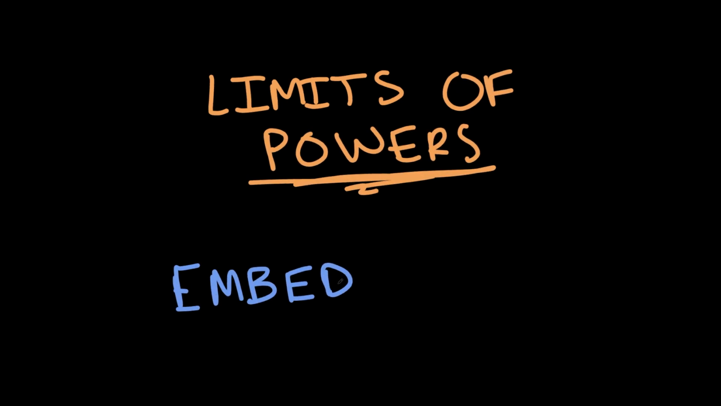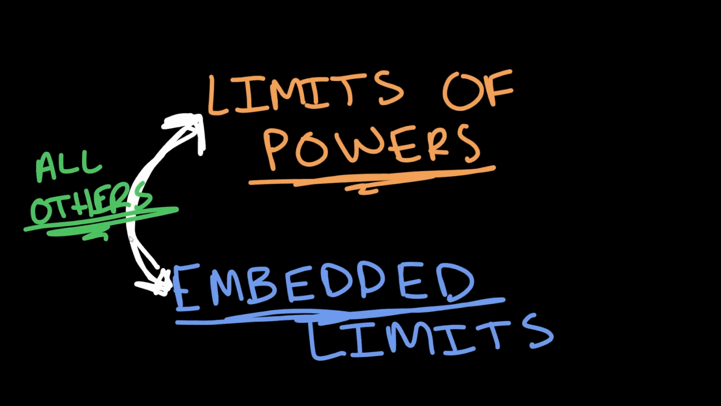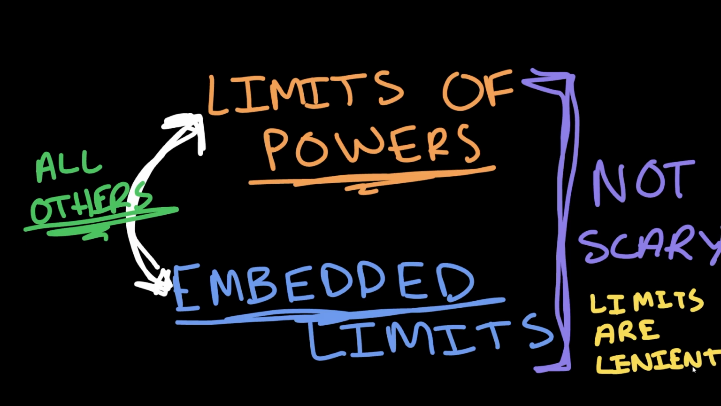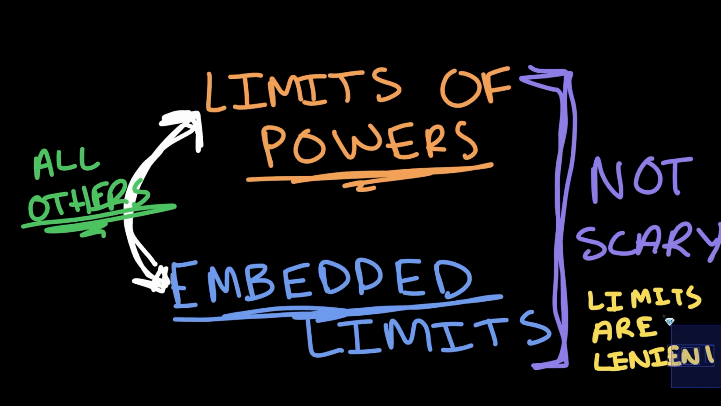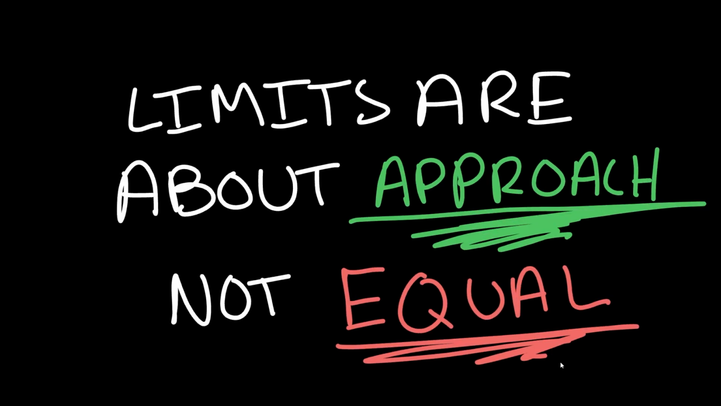But anyways, key takeaways. Today, we talked about the limits of powers law and the embedded limits law. And so we should remember that a common theme between not just these two, but also all other limit laws as well, is that limits aren't as scary as one might think. Limits, if you know the basic idea about them, are pretty lenient. But at the end of the day, we can rest knowing this above all else. Limits are about approaching, not equaling.